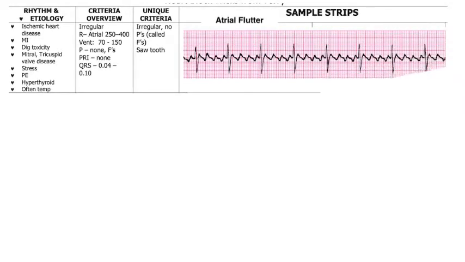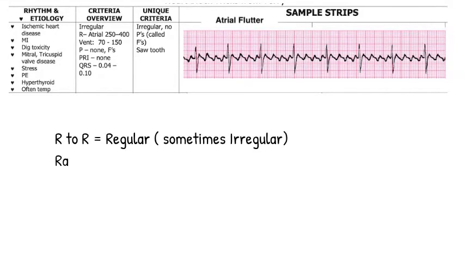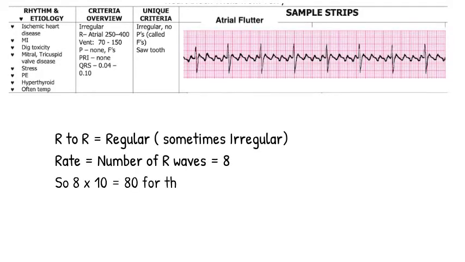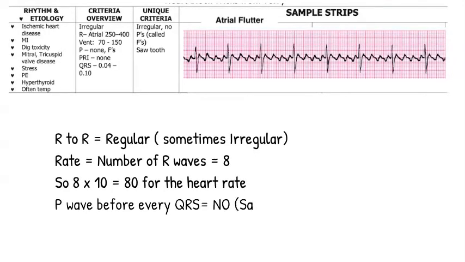Occasionally, you may have an irregular R to R complex noted, but with this particular strip, it is regular. So how many R waves do you have? Well, there are 8 R waves in the 6-second strip. So we multiply the 8 by 10 and we get a heart rate of 80.